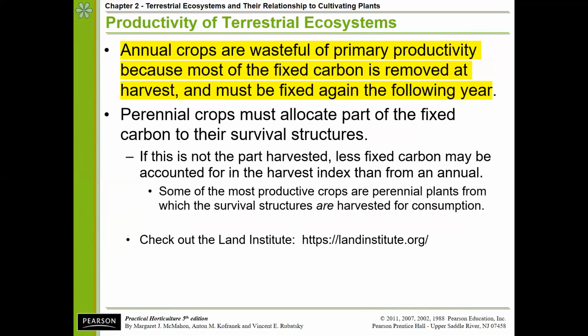Again, most of our agriculture is in annual crops, especially our agronomy. When we look at agronomy, all of those field crops are annual crops. And it's kind of wasteful in terms of primary productivity because most of that fixed carbon is removed when we harvest the crops and then has to be fixed again the following year. And I would also highlight here for you guys to check out the Land Institute link. That's under web links, and about what they're doing with perennial crops, especially with perennial grain crops.